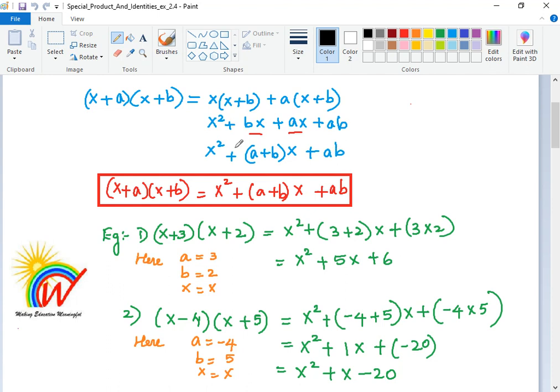So this could be written as a formula or an identity. If you have x plus a and x plus b multiplied together, you can write it as x square plus a plus b added together and written with the x, and a into b is written as a constant at the end.